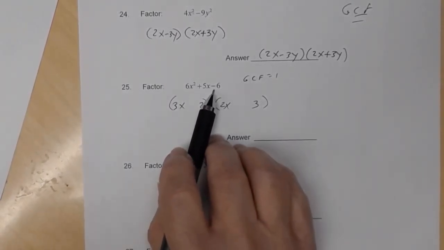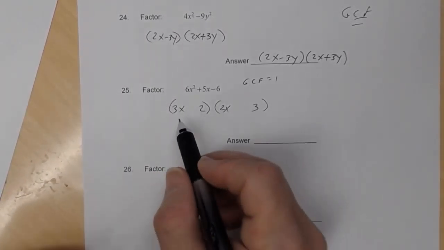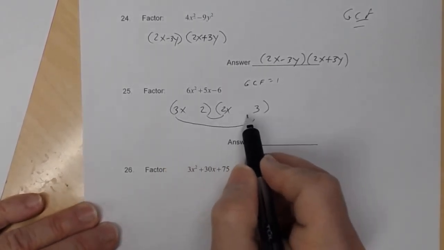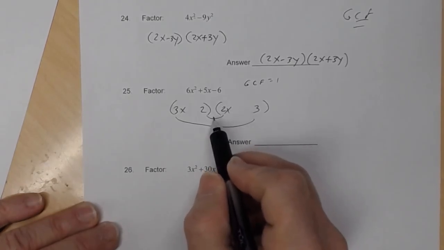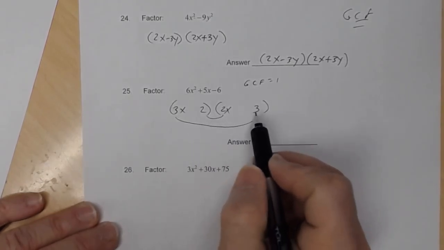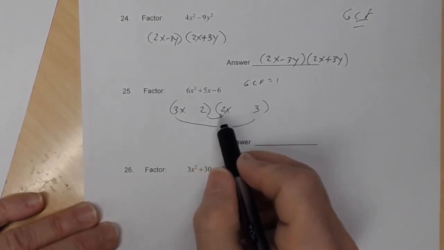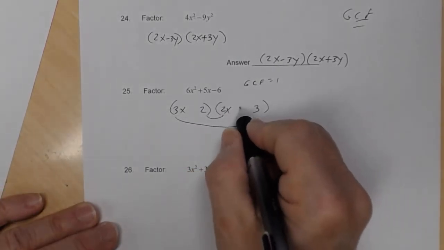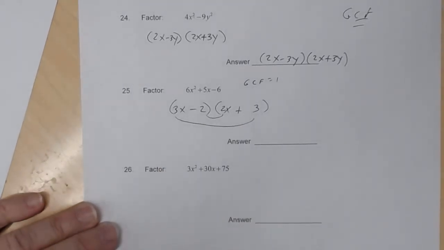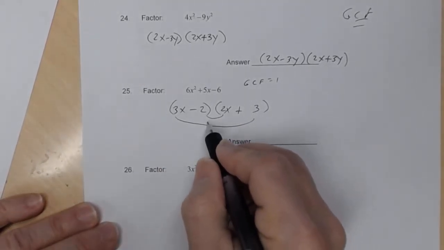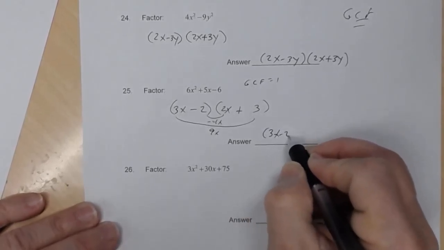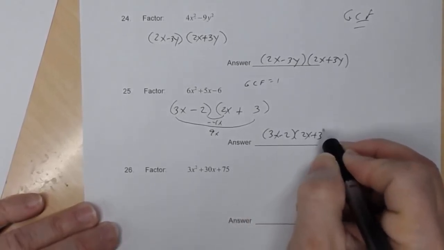The last sign is negative, so these signs are going to be different, and the larger of the outer and the inner. So the outer here is 9x, the inner is 4x, and so 9x is bigger than 4x, so the 9x has to be positive. And then this will be negative. And always check, so that's a positive 9x, that's a negative 4x, and I get 5x. So there's your answer: 3x minus 2 times 2x plus 3.